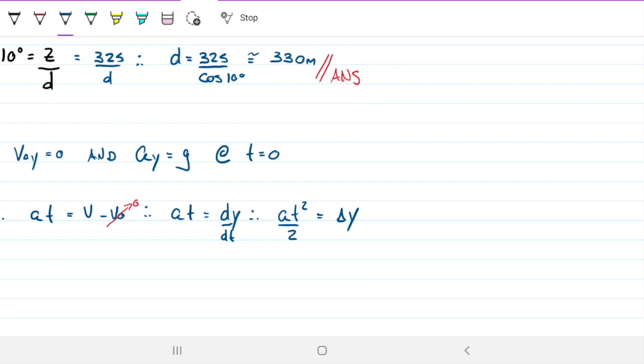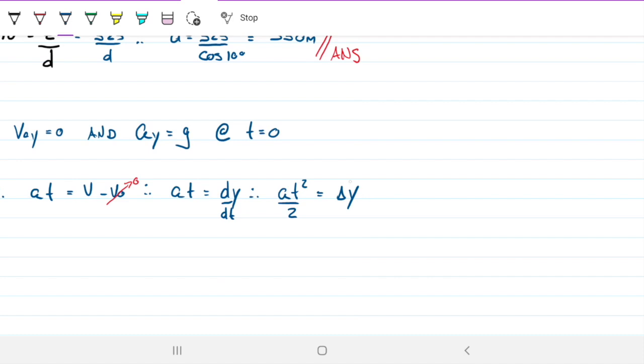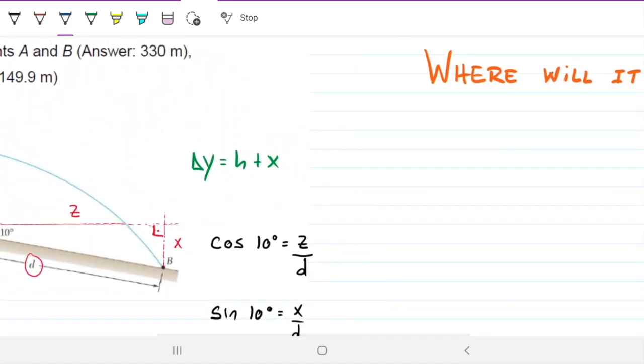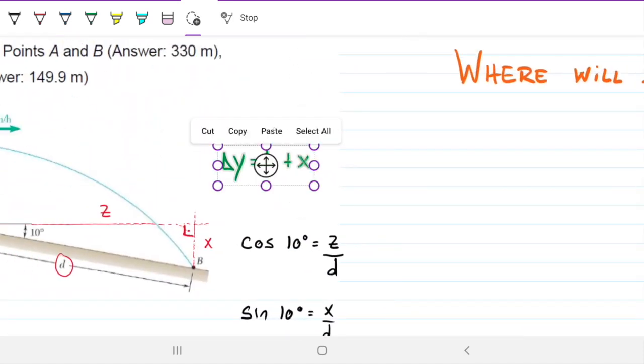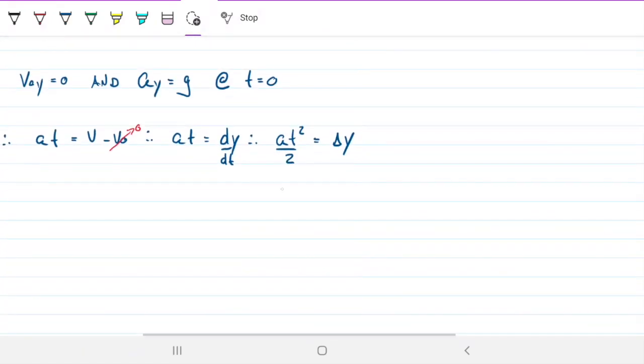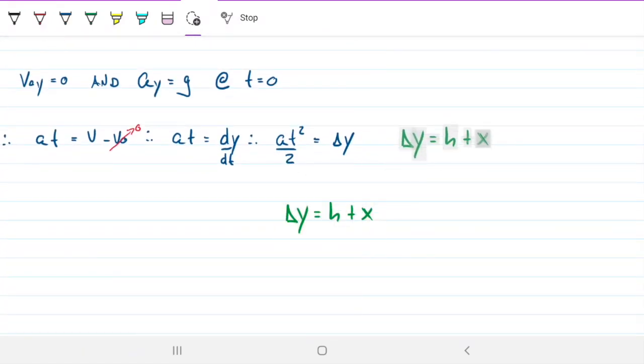So I'm integrating from y naught to y and from 0 to t, t being the time in which it lands. Brilliant. And then from here, this delta y is the thing that we actually defined just before, right? So this definition that we did before, we can copy this and paste it down here, and we can combine this information. So we can combine these two, and note that the acceleration times t squared over 2 is equal to h plus x.